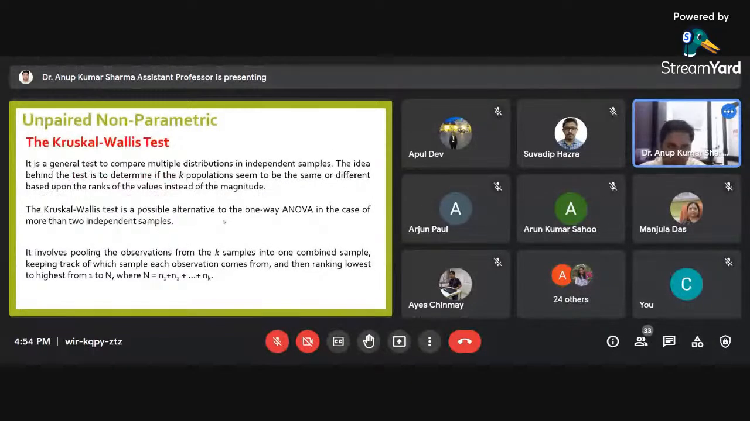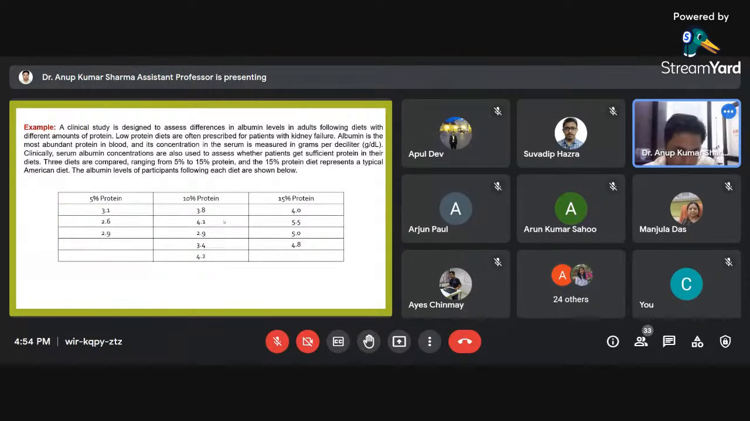The Kruskal-Wallis test is a generalization of the Mann-Whitney U test. Here we consider more than two samples. This is also called the H test. We will go through this problem with an example, because it is better for understanding.